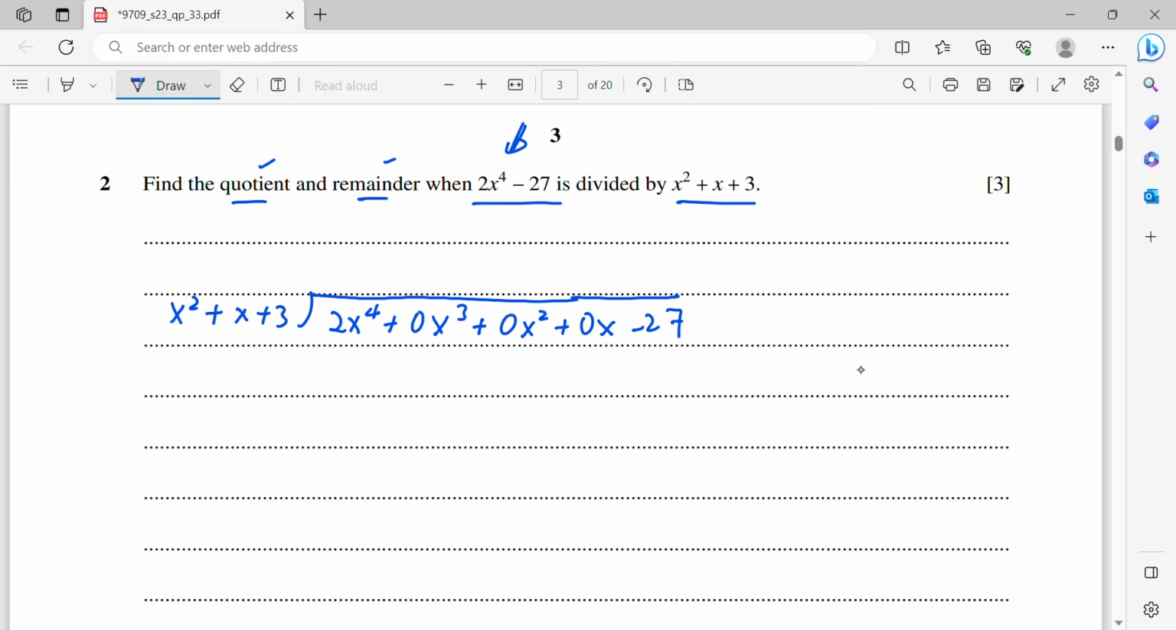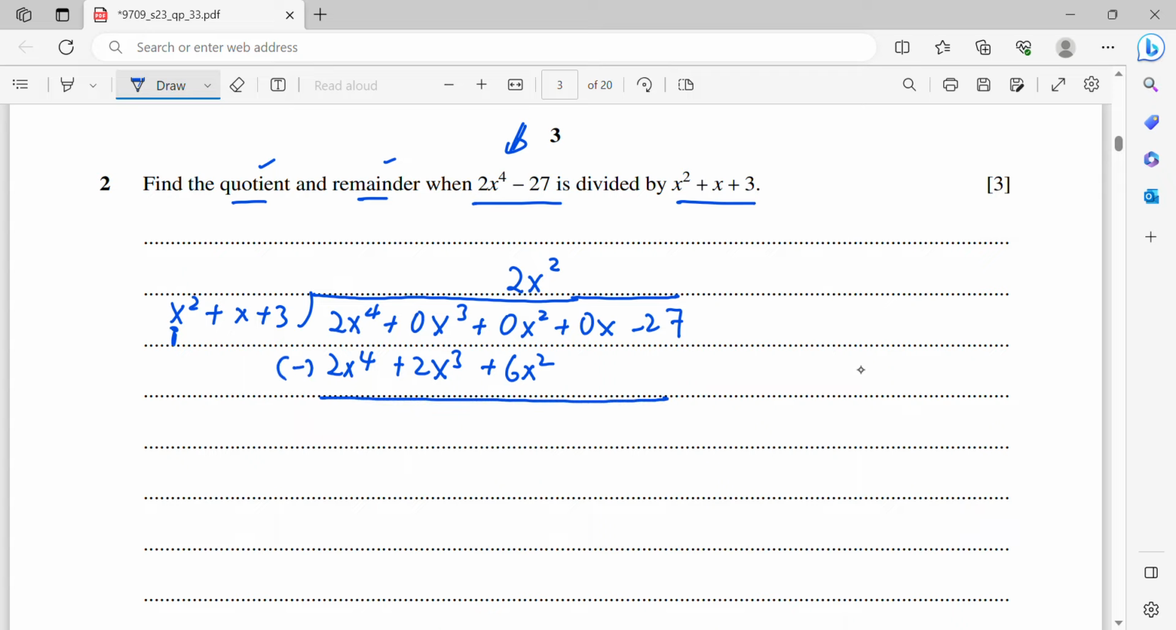Now, to get the 2x^4 from x^2 means that we need to multiply x^2 by 2x^2. So I will write 2x^2 over here. Then 2x^2 multiplied by x^2 will be 2x^4. 2x^2 times x will be 2x^3. 2x^2 times 3 will be 6x^2.